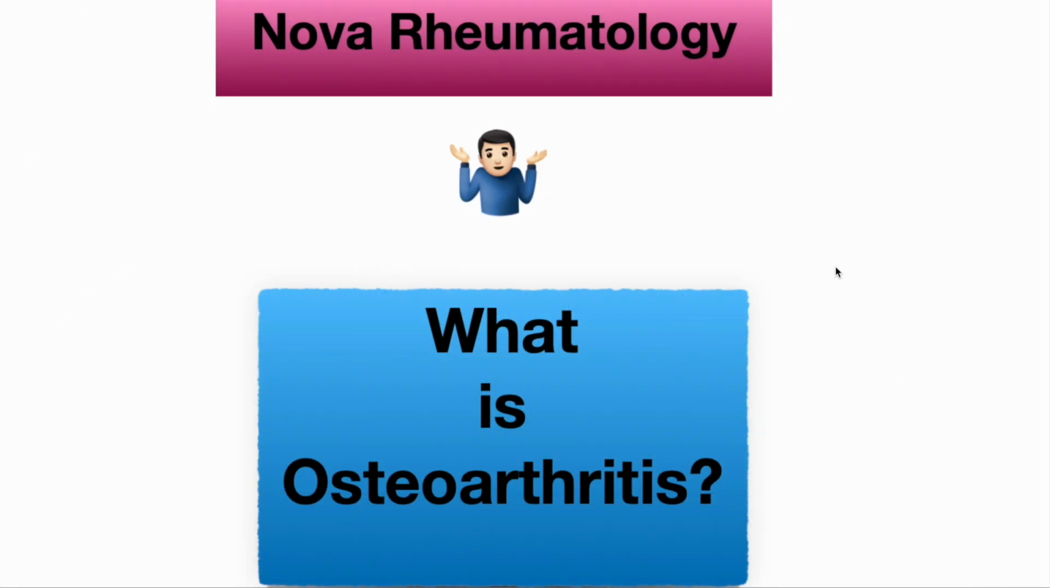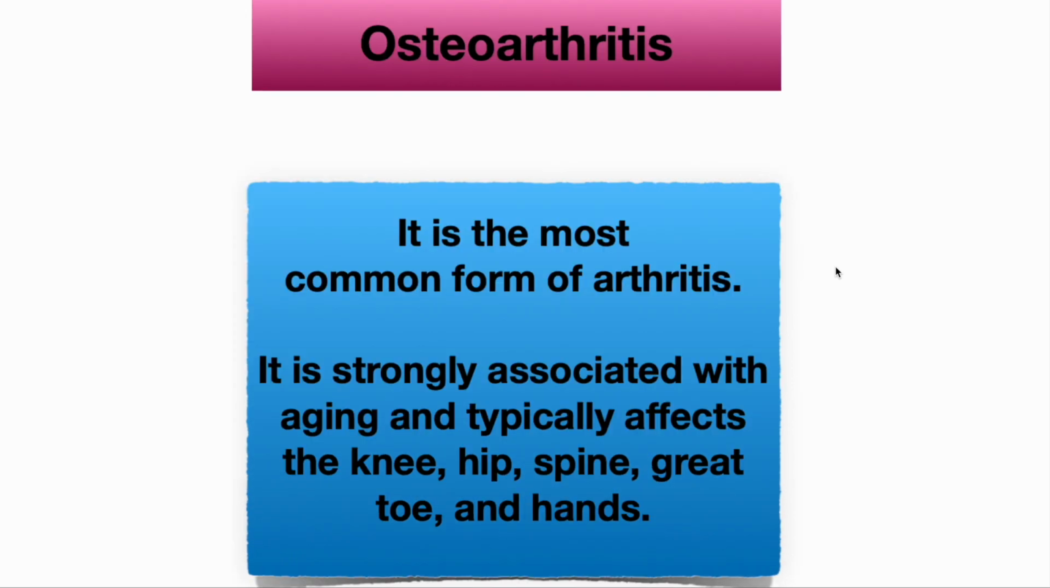Our topic today is osteoarthritis. What is osteoarthritis? It is the most common form of arthritis. It is strongly associated with aging and typically affects the knee, hip, spine, great toe, and hands.